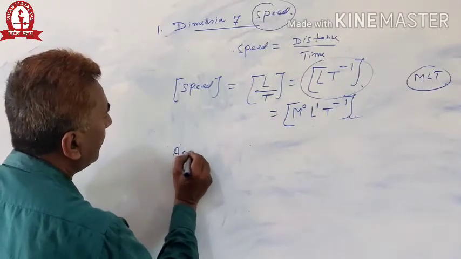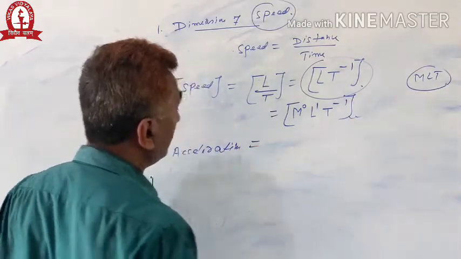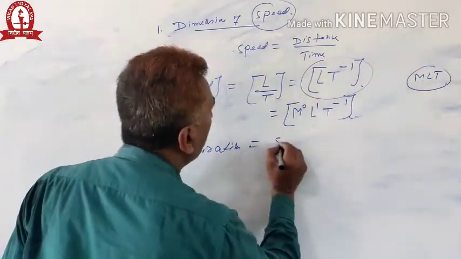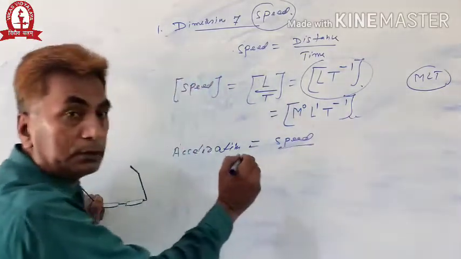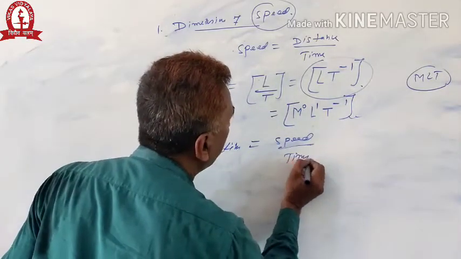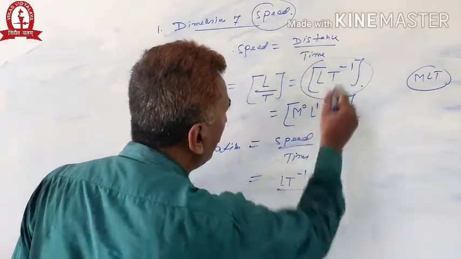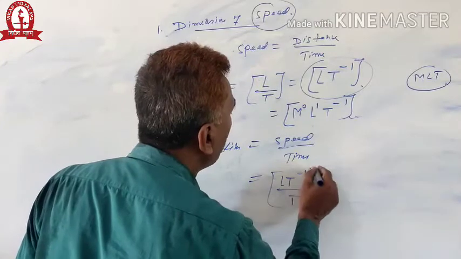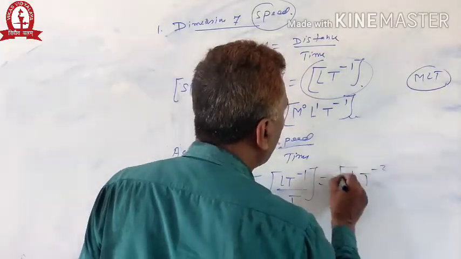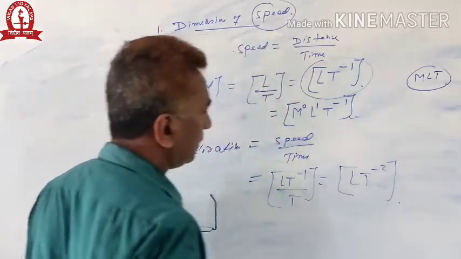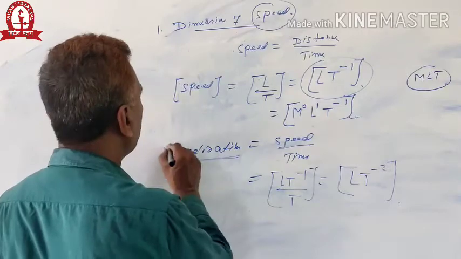Now come to acceleration. You know the formula of acceleration is rate of change of speed, that means speed upon time. Now see, for speed we have LT minus 1 and for time this is T. So in total this will be equal to LT minus 2. Now just give the big brackets around them. So this is the dimension of acceleration.